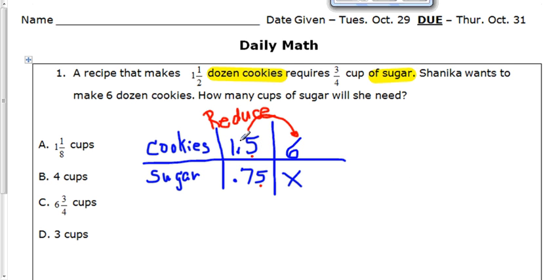Okay, looking at this, I want to reduce. This is 1.5 and 0.75 or 75 hundredths. If this is 1 and 5/10 and this is 75 hundredths, they both end in a 5. So what I can do is reduce that by 5. So if I have 1.5 divided by 5 and 0.75 divided by 5.